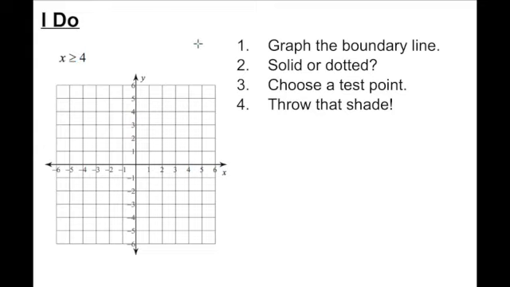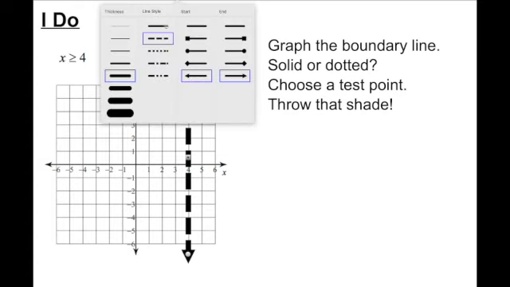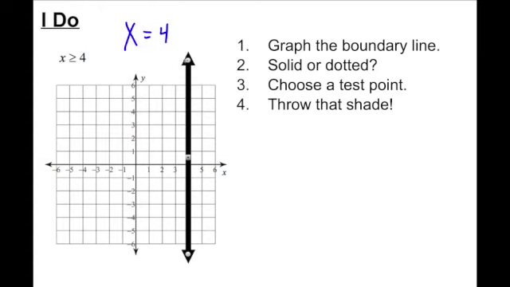So when you have x equals, the boundary line is going to be x equals 4. Remember that x equals is a vertical line. In this case, it does need to be a solid line because it's greater than or equal to. So I'll make sure that line is solid. So why is it vertical?